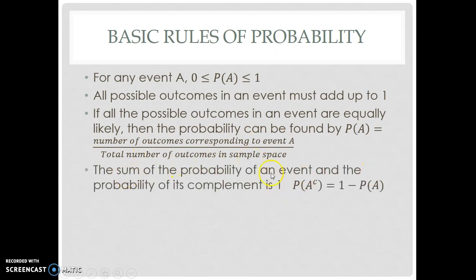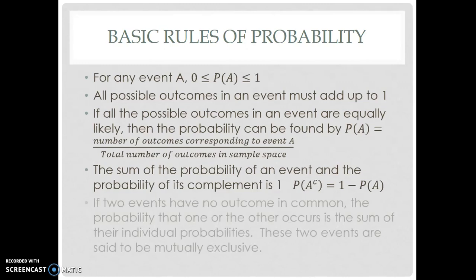The sum of the probabilities of an event and the probability of its complement is 1. This is how you denote complement: A with a little superscript of C. So the probability of the complement of A is equal to 1 minus the probability of A itself. If there's a 70% chance it was going to rain outside, the complement would be it not rain. So 1 minus 0.7 would give me 0.3 or 30%. Either it rains or it doesn't, so an event and its complement always have to add up to 100% or 1.